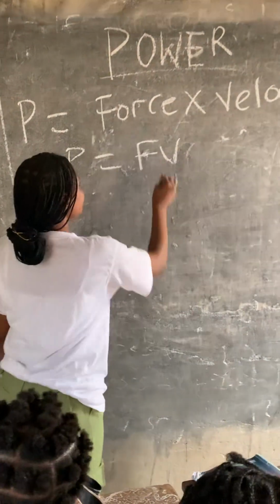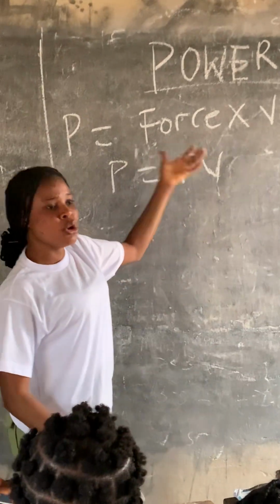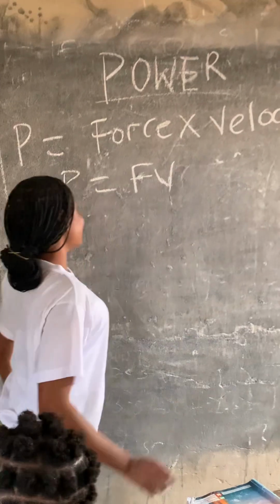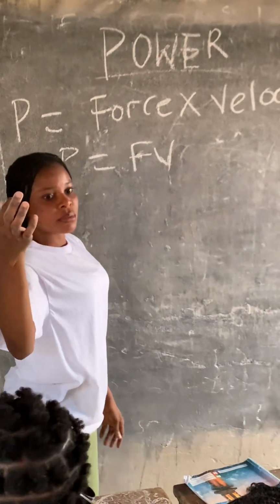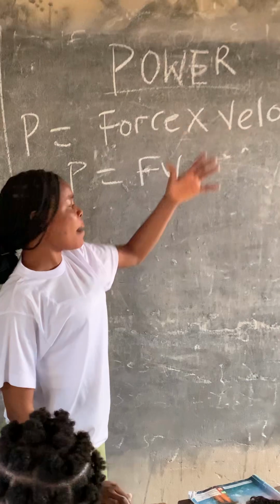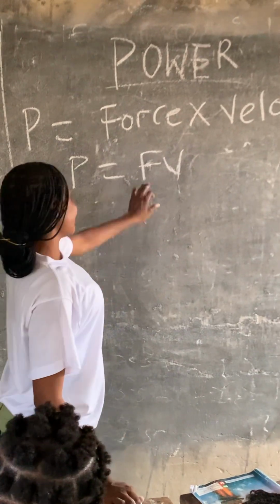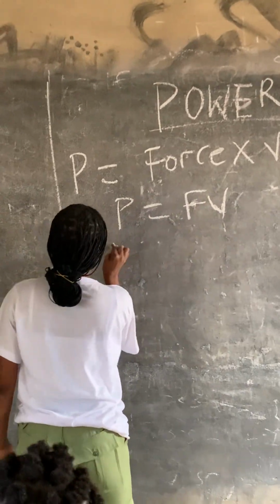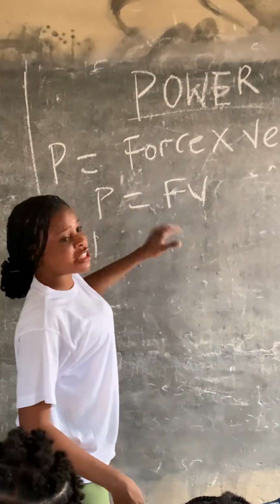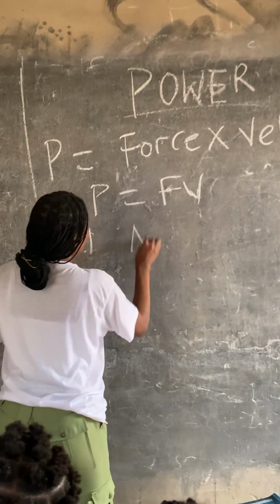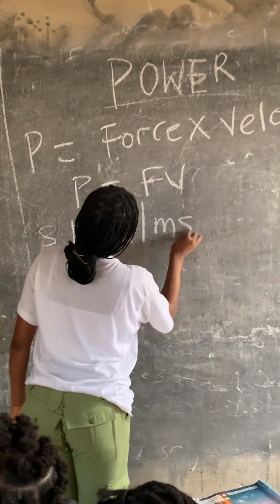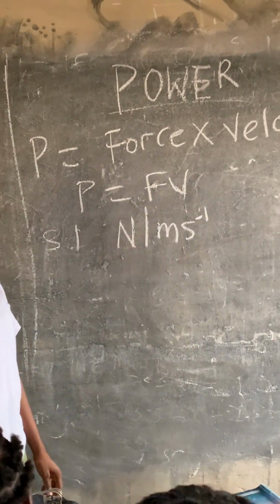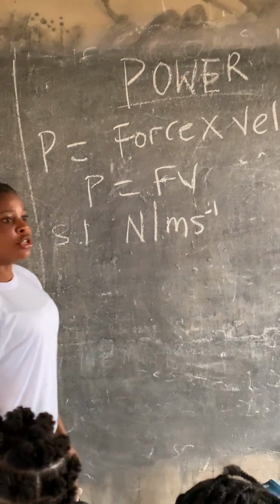Now if you want to find another SI unit for power, recall that velocity is measured in distance all over time, which is meter per second, and force is measured in Newtons. So another SI unit for power, based on this other formula, can be Newton per meter per second. Do you understand?